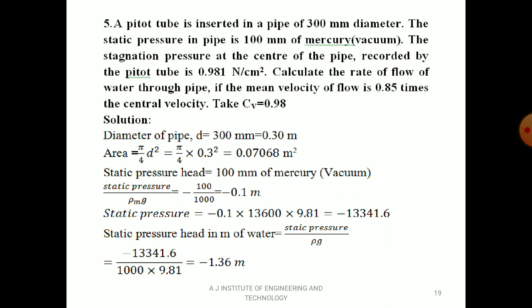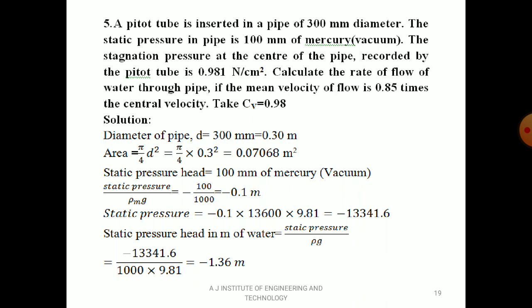So static pressure head, I already used this type of sentence in a venturimeter problem. Static pressure head is given as 100 mm of mercury. That is static pressure divided by rho m g. It is not rho g because it is given in terms of mercury. So that is the static pressure head, equal to minus 100. To convert from millimeter to meter, divide by 1000. So minus 100 divided by 1000 is equal to minus 0.1 meter.